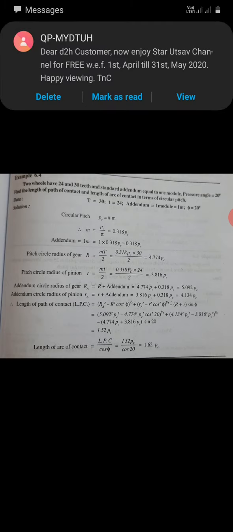So the bigger number is capital T, that is 30. Smaller is small t, that is 24. Addendum is one module, 1 into m, and pressure angle phi is 20 degrees. Your module is not given. So we need to find in terms of circular pitch.